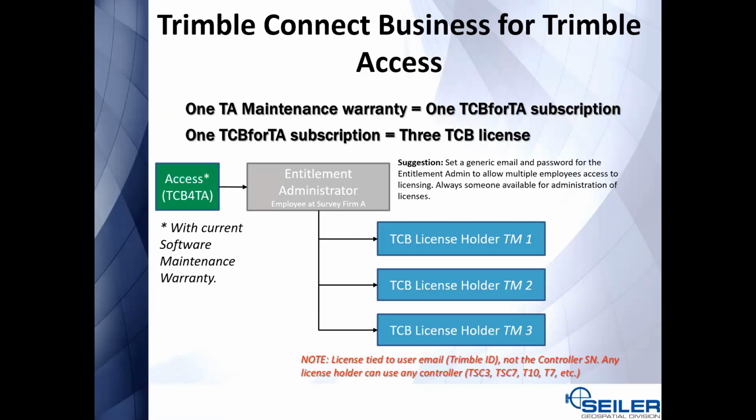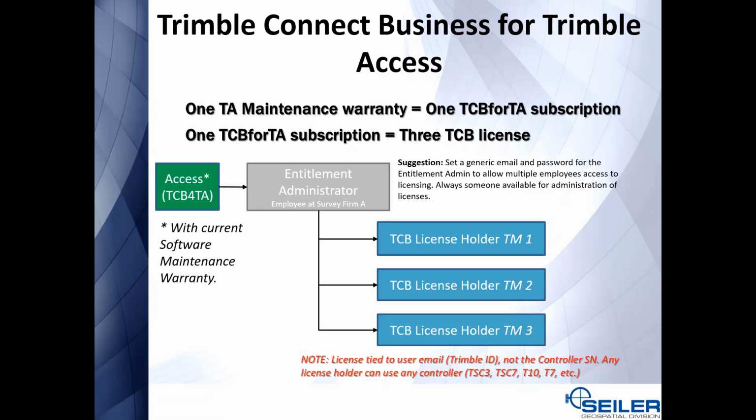The way it works is for every software license that you have, a current software license under warranty, you're entitled to have up to three Trimble business accounts. These will run through an entitlement administrator. You tell us who you want the entitlement administrator to be. That administrator will be assigned to that serial number, and they will then assign the license holders, up to three license holders per device that is under warranty.